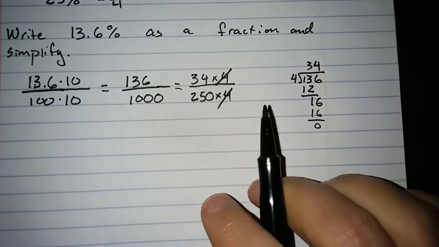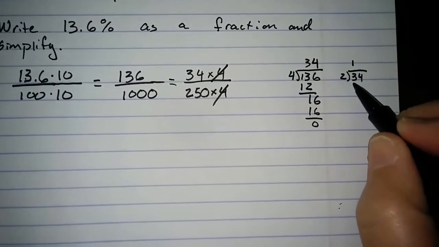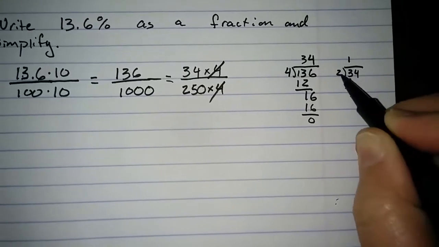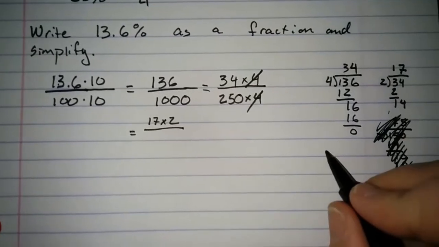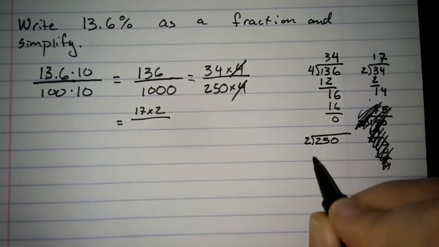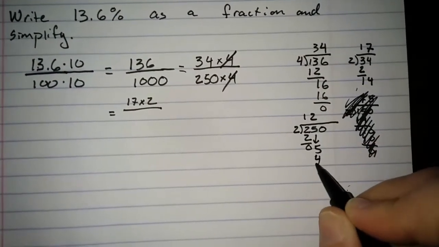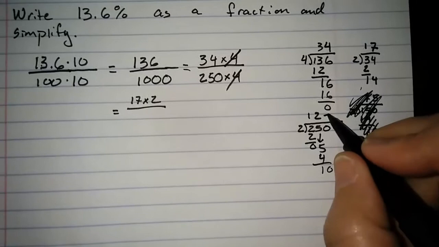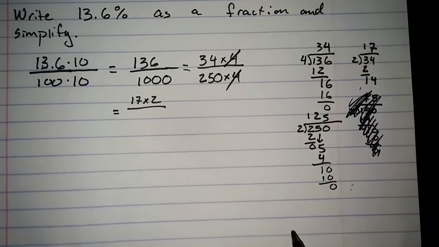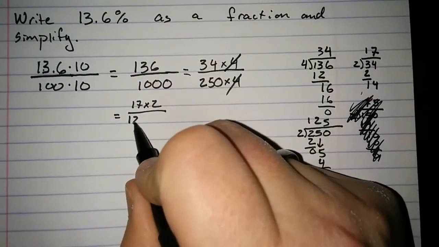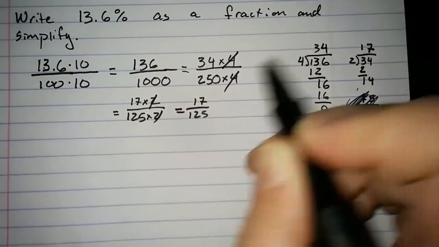These still have a 2 in common. 2 goes into 34, goes into 3 once, goes into 14 7 times. How many times does 2 go into 250? Well, 2 goes into 2 once, 2 goes into 5 twice, 2 goes into 10 5 times. So 2 goes into 250 125 times. We're left with 17 125ths.